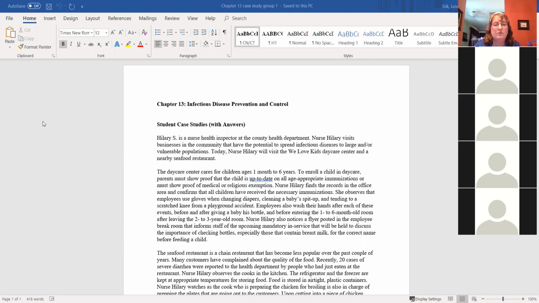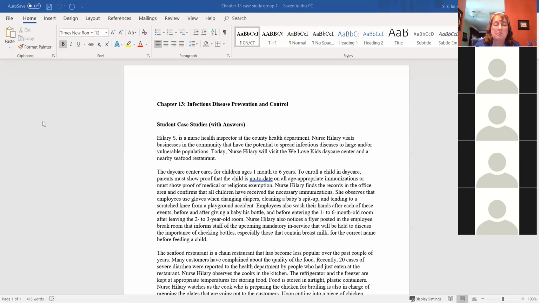To enroll a child in daycare, parents must show proof that the child is up to date on all age-appropriate immunizations or must show proof of medical or religious exemption. Nurse Hillary finds the records in the office area and confirms that all children have received the necessary immunizations. She observes that employees use gloves when changing diapers, cleaning a baby's spit up, and tending to a scratched knee from the playground accident. Employees also wash their hands after each one of these events, before and after giving a baby his bottle, and before entering the 1 to 6 month old room, and after leaving the 2 to 3 year old room. Nurse Hillary also notices a flyer in the employee break room that informs staff of the upcoming mandatory in-service that will be held to discuss the importance of checking bottles, especially those that contain breast milk, for the correct name before feeding the child.